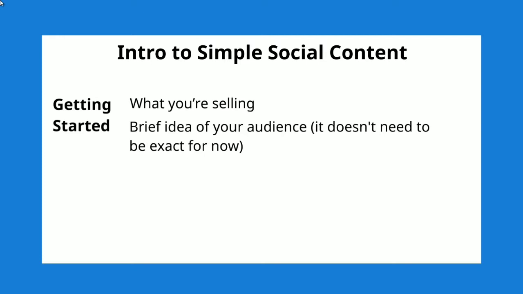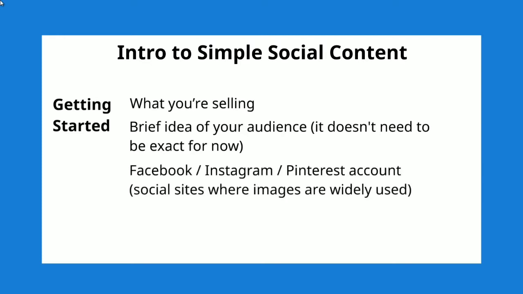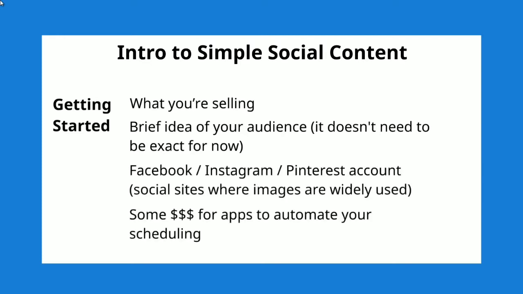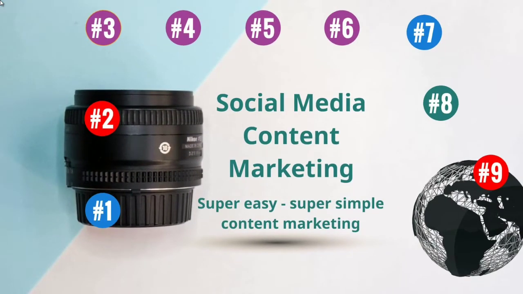You also need to have a brief idea of your audience. It doesn't need to be exact for now. We'll clarify that, but have a brief idea. Start painting a picture of what your audience looks like. And we talked about social sites. You'll need some money for apps to automate your scheduling. If you're low on money, you can definitely post the images and content yourself without scheduling them. With that said, let's move on to the next video.